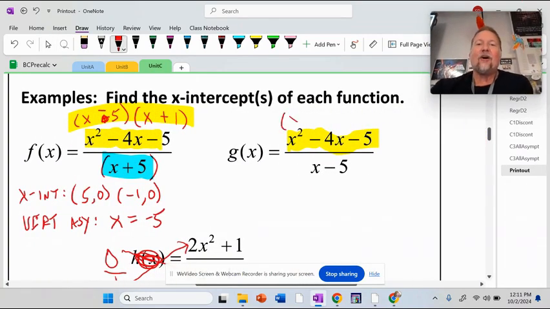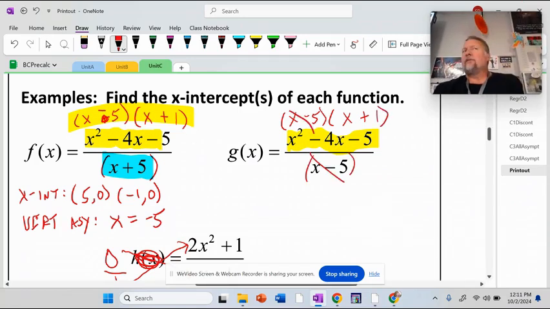And then over here, oh no, what happens with the x minus 5s, everyone? They cancel. So this is called, I don't think we've talked about this before. This makes a hole in the graph. Have we seen holes yet? Have we done that? Oh, we have?